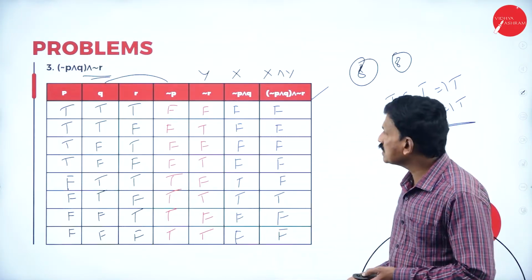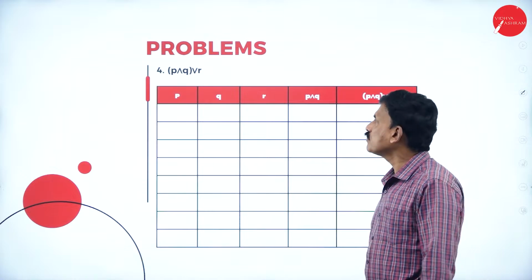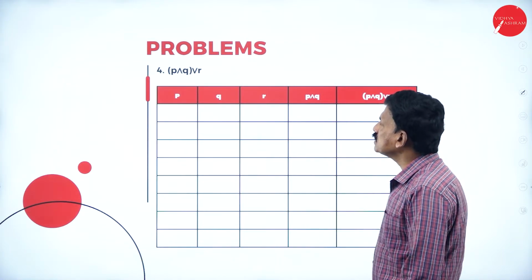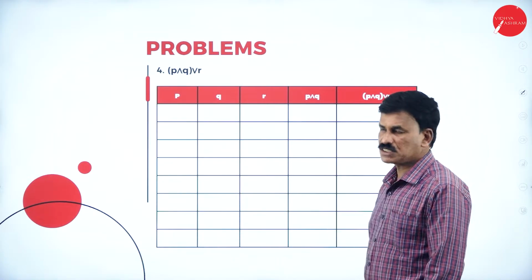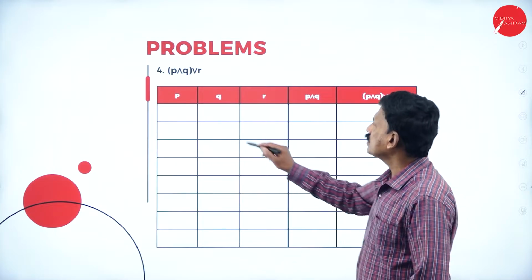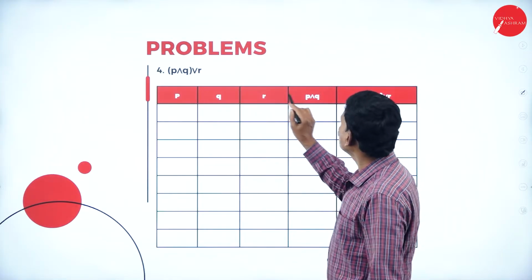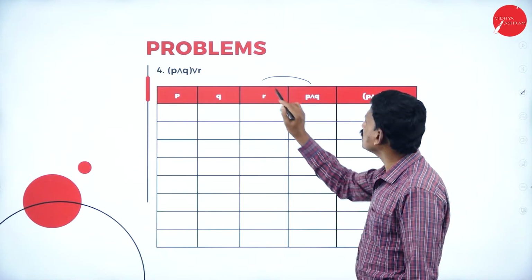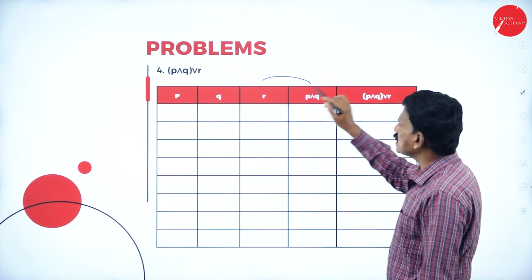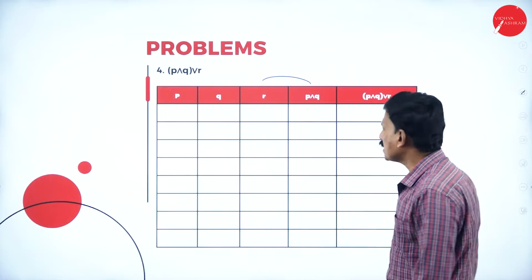Now let us take the same type of problem. Find the truth table for P conjunction Q disjunction R. As usual, we write P, Q, R, then P conjunction Q, and again the disjunction between these two, that is P conjunction Q disjunction R.